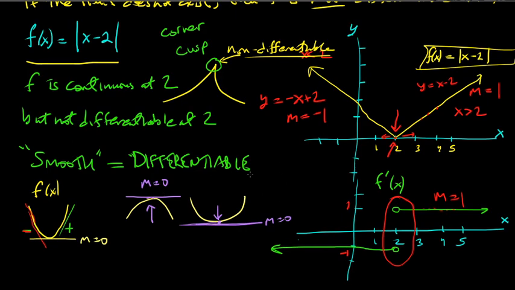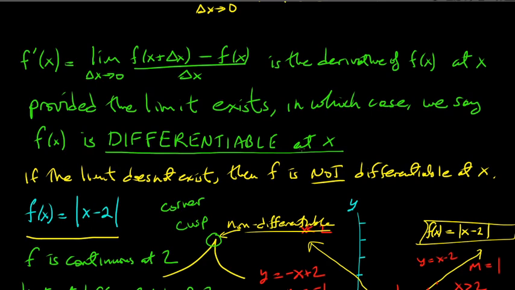And remember, differentiable just means the derivative exists and it's some number. Not differentiable means that this limit here does not exist and it does not have a derivative. Even though the function might exist there, the derivative might not.